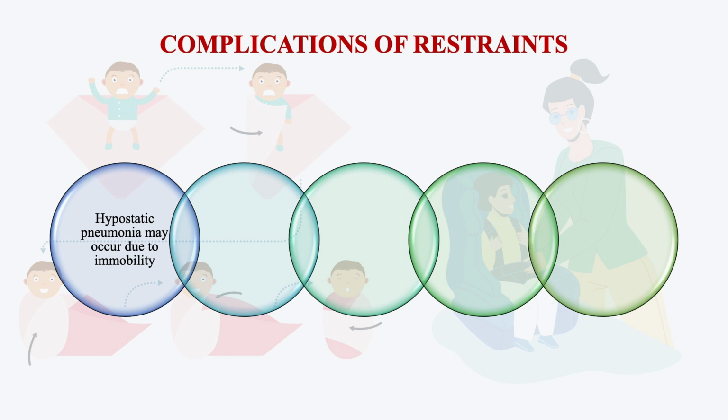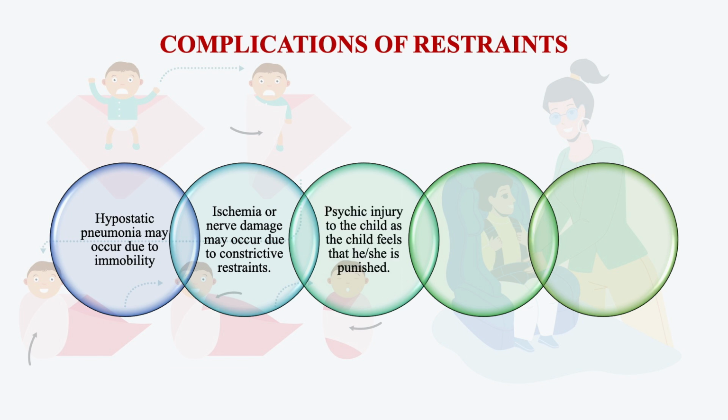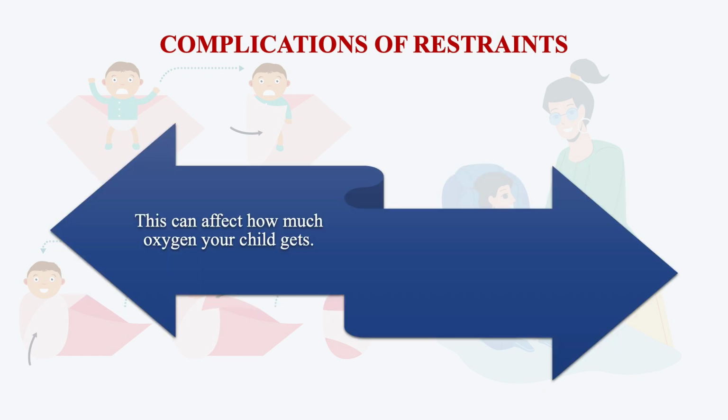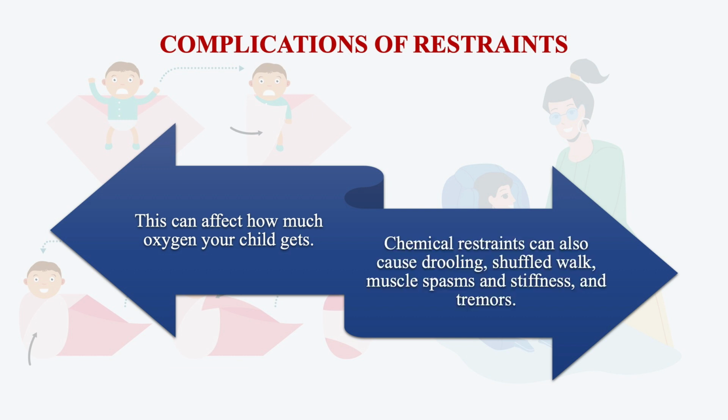Hypostatic pneumonia may also occur due to immobility. Ischemia or nerve damage may occur due to constrictive restraints. Psychic injury to the child as the child feels that she or he is punished may occur. Similarly, disturbance in psychosocial development may also be seen if the child is restrained for very long times. Chemical restraints can cause low blood pressure, heart rhythm problems, and slow or shallow breathing. This can affect how much oxygen your child gets. Chemical restraints can also cause drooling, shuffled walk, muscle spasms, and stiffness along with tremors.